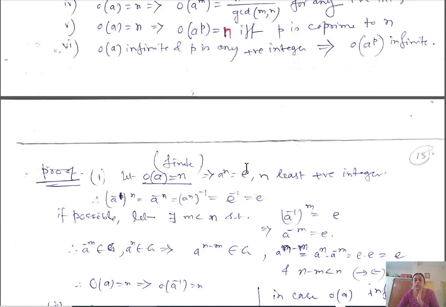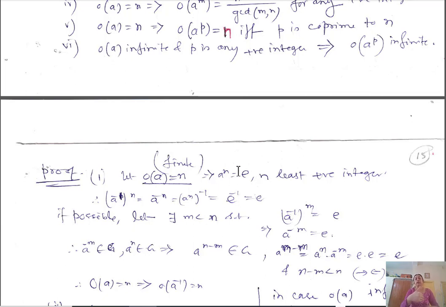Okay, so by definition, if n is the order of a, then n is the least positive integer for which this holds. Now to show the order of a inverse is also n, first you show that a inverse to the power n is e. Then you show that there exists no other integer m less than n for which a inverse to the power m is e. Because if such an m exists, it will give us a contradiction to this fact.